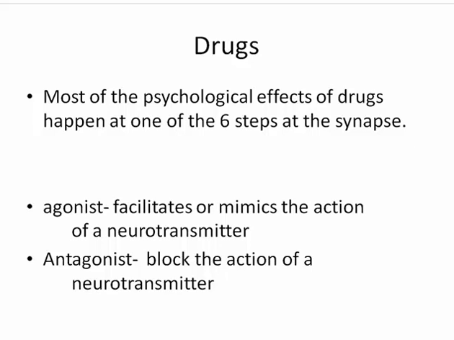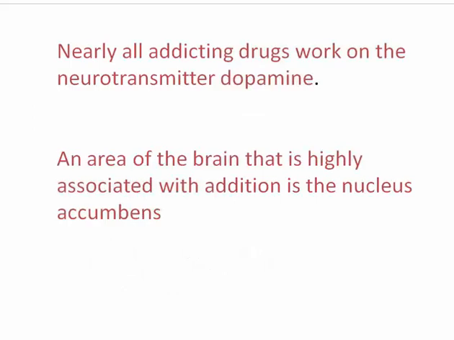When we say a drug has an agonistic effect on dopamine, it's saying that basically it's making dopamine work harder. And if we said it has an antagonistic effect on serotonin, then it's saying that it's not allowing serotonin to work. But almost all psychological effects come simply from altering one of the neurotransmitters.